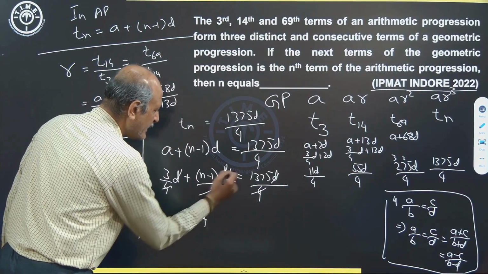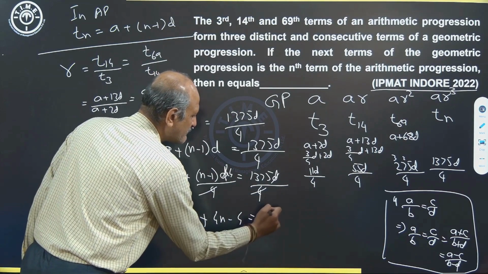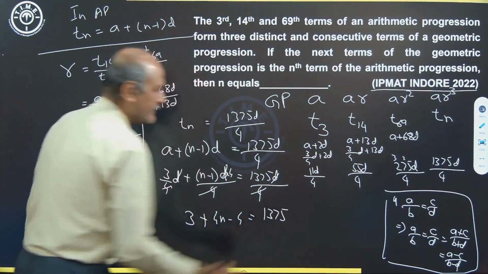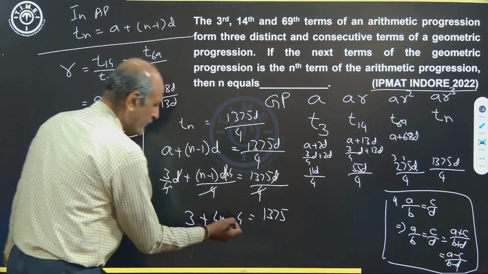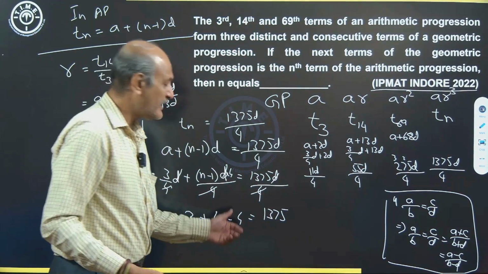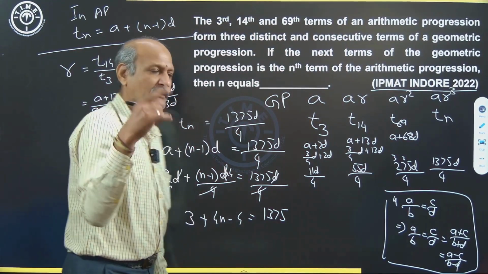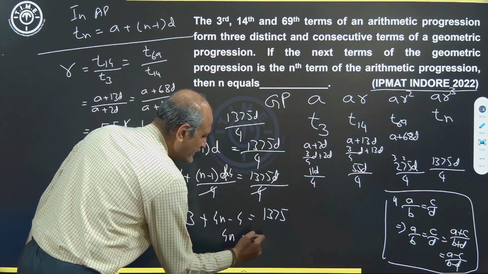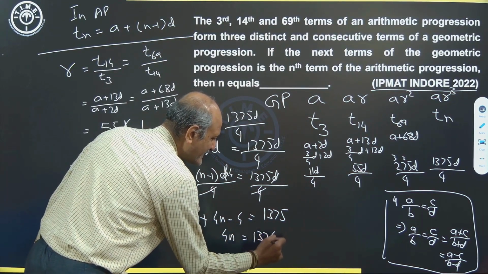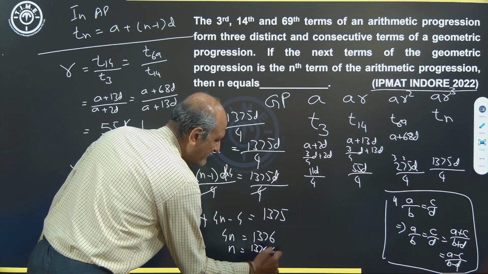It is 3 plus 4n minus 4. That is 4n minus 4. This equals 1375. Solving this, we get our value for n. Minus 4 plus 3 is minus 1. Take that minus 1 to the other side. It becomes 1375 plus 1, that is 1376. So 4n is equal to 1376. So the value for n is 1376 divided by 4.